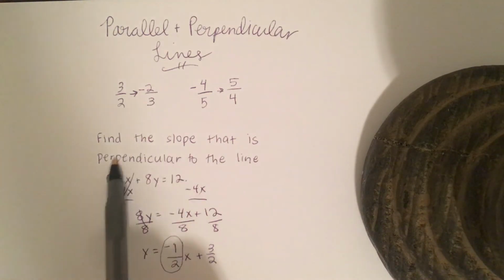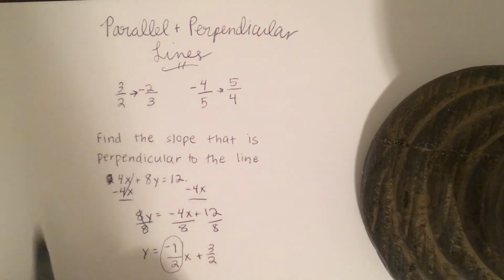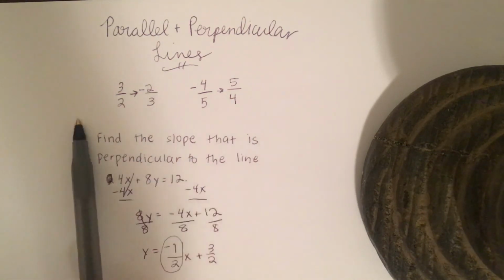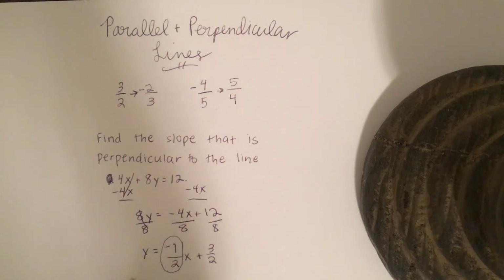So if I want to find the slope that's perpendicular, I first have to know my starting slope. I first have to know the slope of the current line. Then I can do exactly what I did above. So because I've put this into y equals mx plus b form, I know that the coefficient of my x is the slope, that m. So my slope for this line is negative 1 over 2.